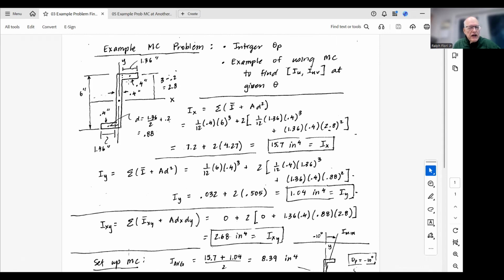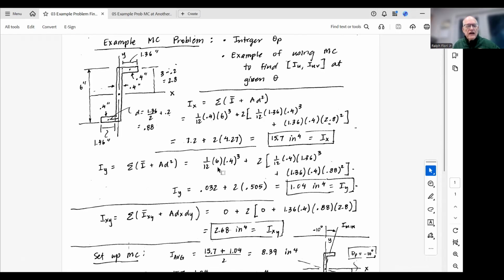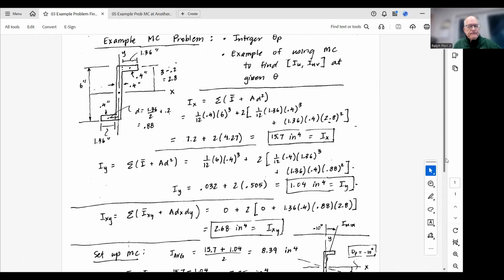But again, you can tell by looking at the shape that it's taller in the y direction, so you expect Ix to be larger. The area is closer to the y-axis, so you expect its Iy to be smaller. And the area lies in a diagonal that goes from quadrant 1 down to quadrant 3, so you expect its Ixy to be positive. And that indeed is what we found. So Ix is 15.7 inches to the fourth. Iy is 1.04 inches to the fourth. And Ixy is positive 2.68 inches to the fourth, as you expected.